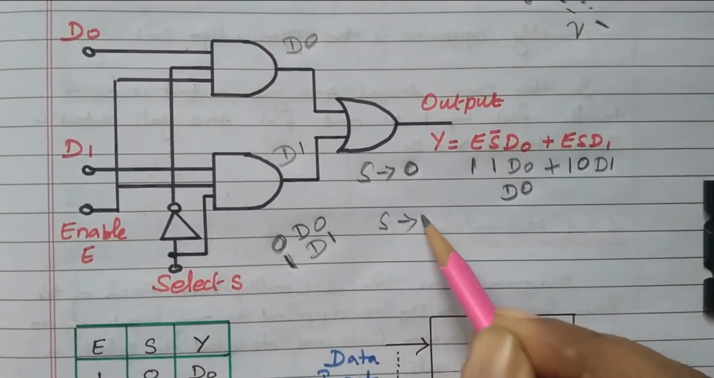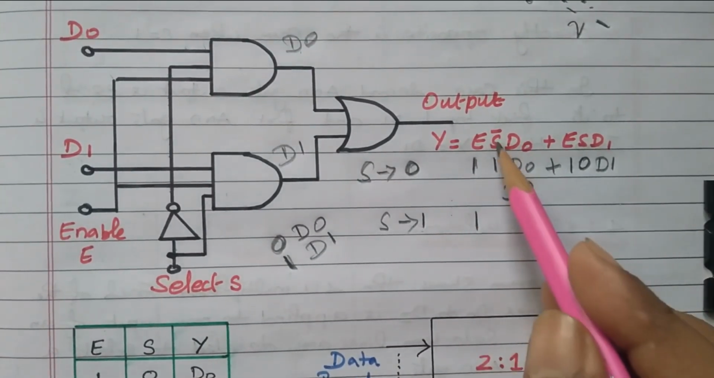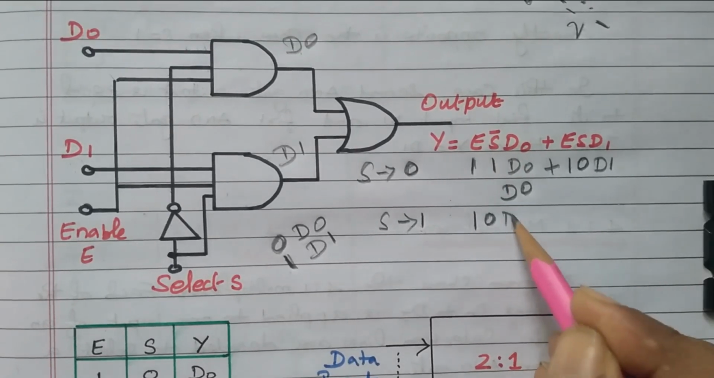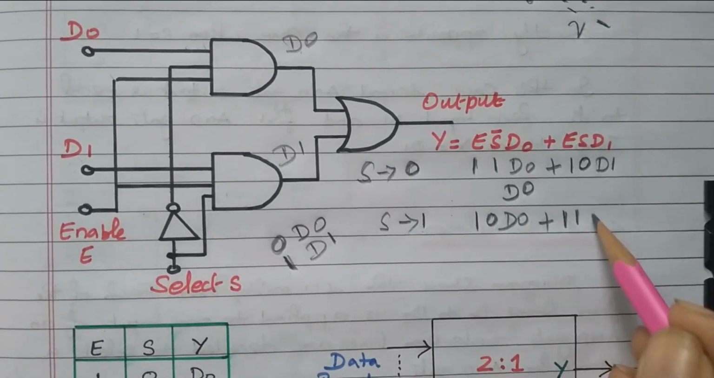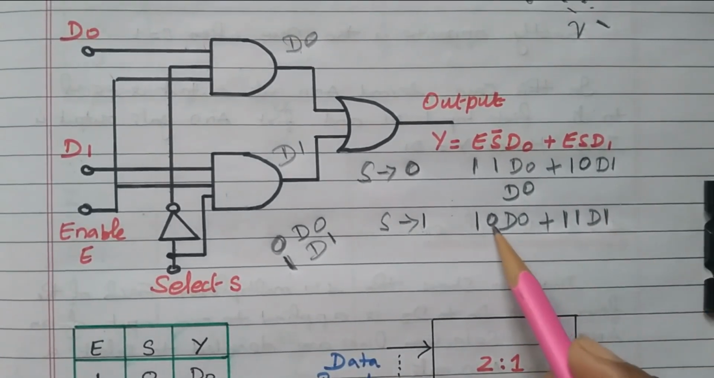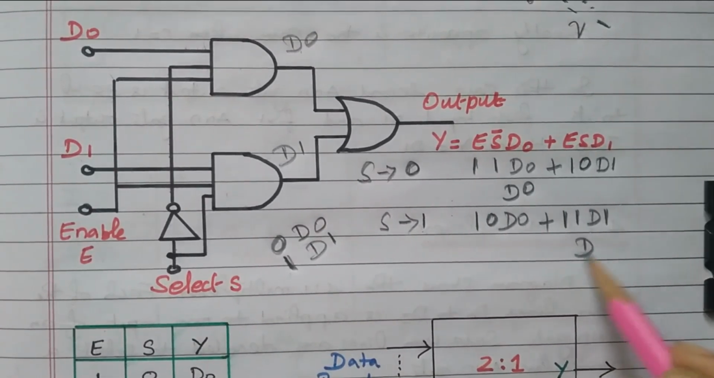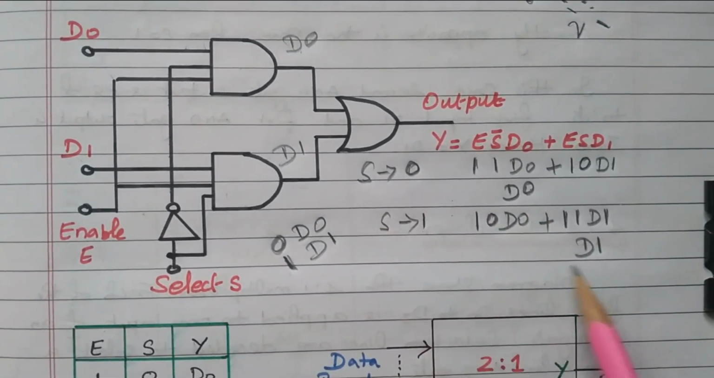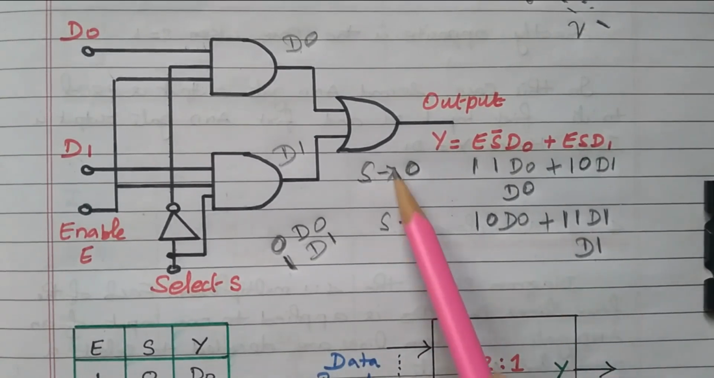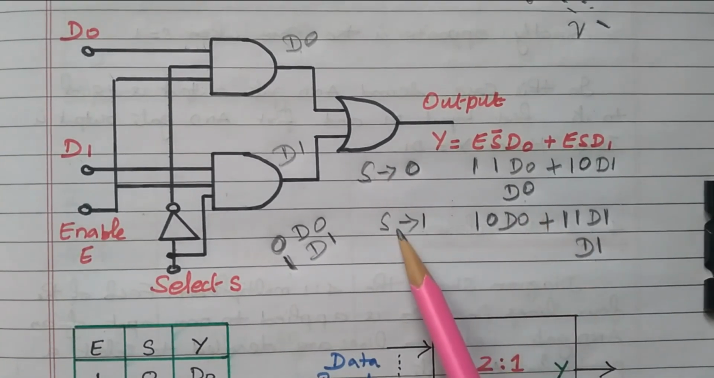Suppose S equal to 1, what will happen? Enable is 1, S equal to 1 means S bar will be 0. Then we have D0 plus, enable is 1, S is 1 here only, 1. Then D1, right? Here 0 is there, so totally this expression becomes 0. These two are 1, so we get D1 as the output, right? So S equal to 0 means D0 is the output, S equal to 1 means D1 is the output, right? So this selection line will decide which one is the output, either D0 or D1. It is decided by the selection line.